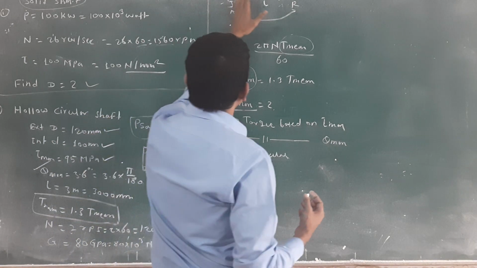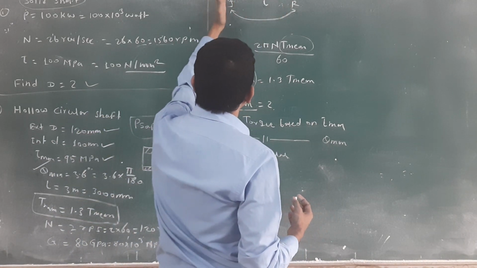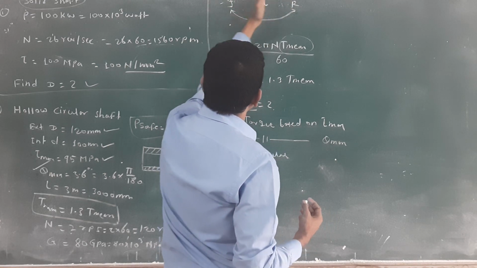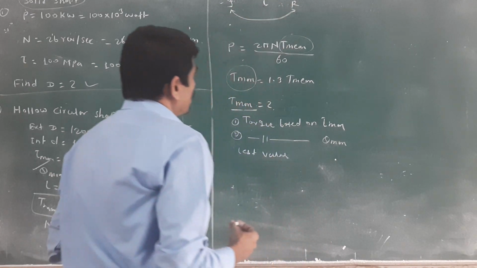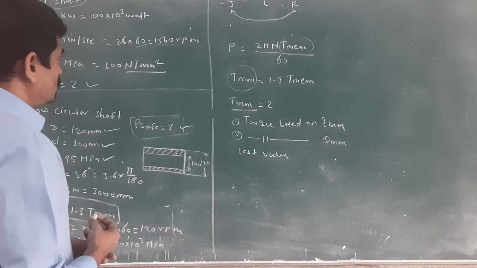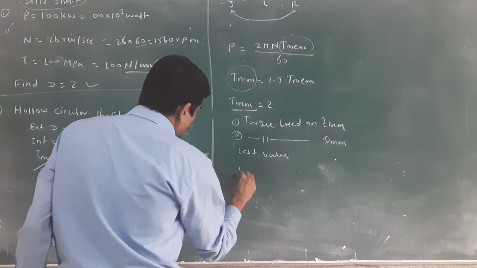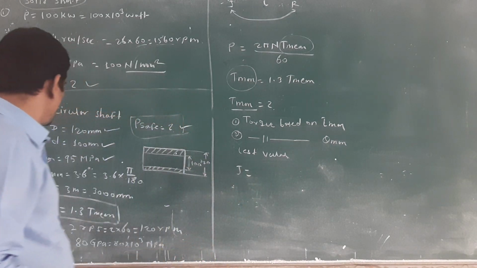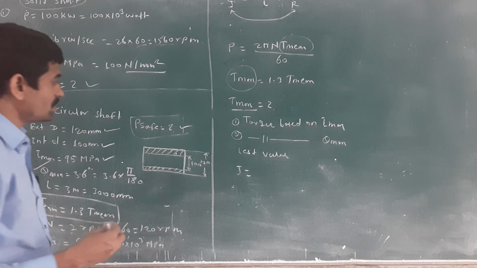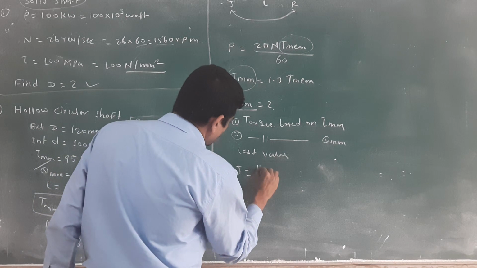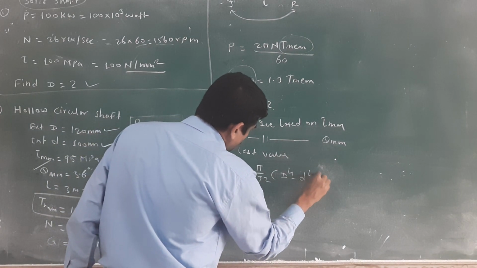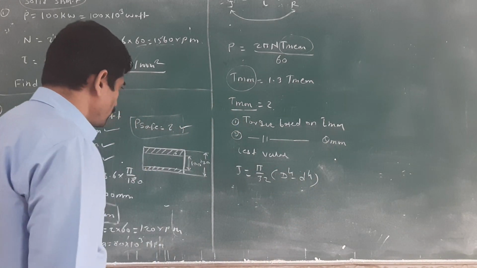Check that these two conditions we have taken: T by J is equal to G theta by L for the first, and second, T by J is equal to tau by R. Then which formula will be required? We want to calculate the J value, because which shaft is given? A hollow circular shaft is given. You know for the hollow circular shaft, J is equal to pi by 32 into capital D raised to 4 minus small d raised to 4.